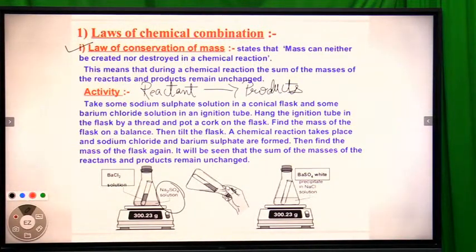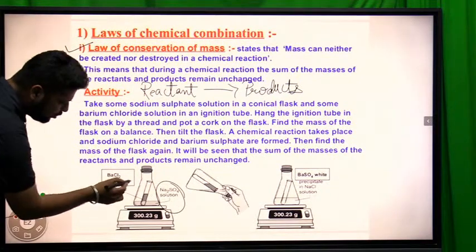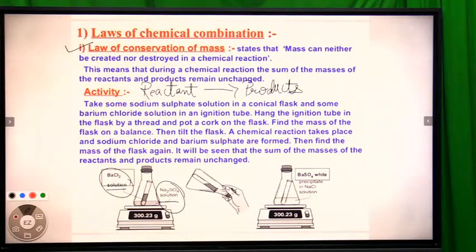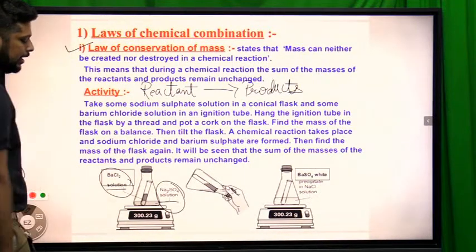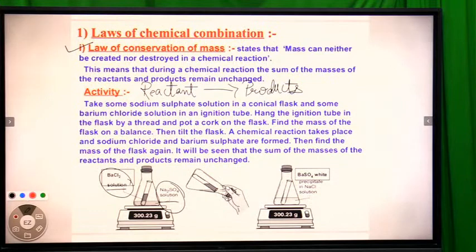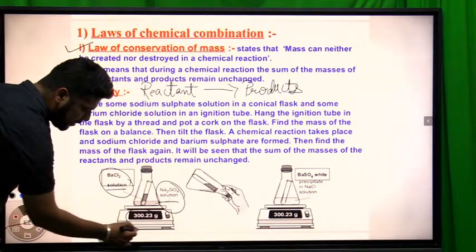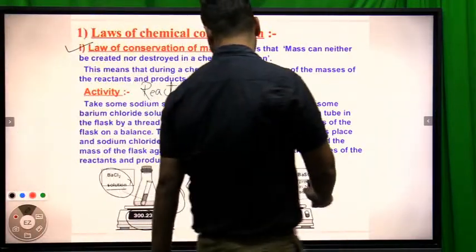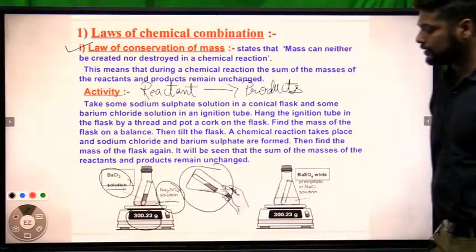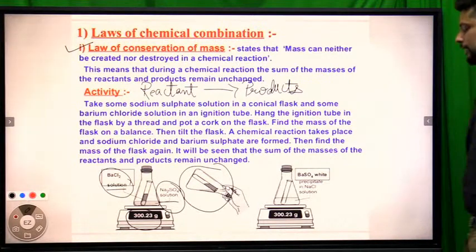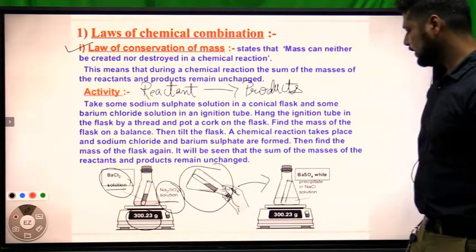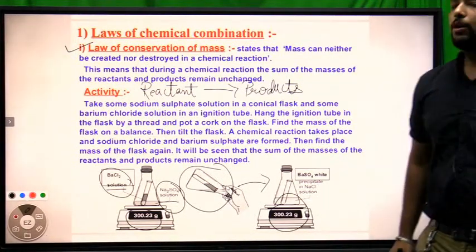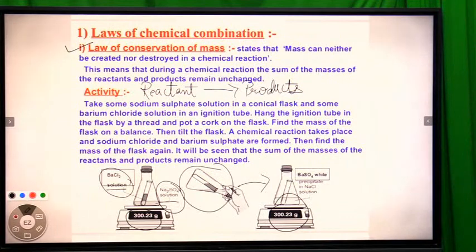What is basically happening in this activity is that we have taken two solutions, barium chloride and sodium sulfate. Sodium sulfate we have taken in a flask and barium chloride in a tube. We have measured these two substances. Suppose the mass is 300.23 gram. After that we have shaken the flask, and a chemical reaction has taken place. When the chemical reaction has taken place, the mass remains the same. So this is our law of conservation of mass, that mass can neither be created nor be destroyed.